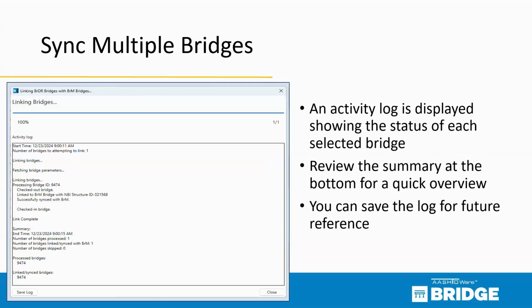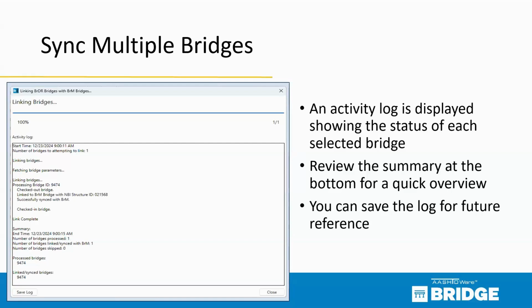So once you begin the sync, it's going to bring up this progress window with the activity log that shows the status of each bridge that you had selected to sync. Once it's finished, it'll have a summary at the bottom for a quick overview of how many bridges it processed, how many were linked and synced. And then you can scroll up and look at the individual status for each bridge that you selected. And you can see here for the last bridge on there that it checked out the bridge, linked it with the NBI structure ID, synced it with BrM, and then checked it back in.